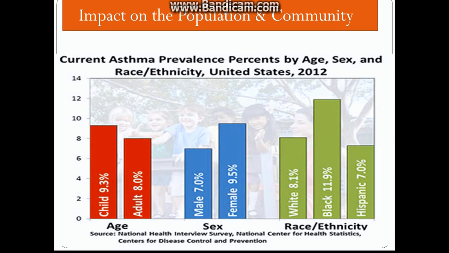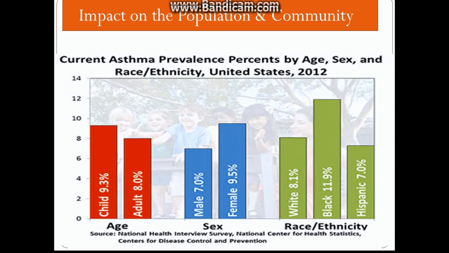Adults are less prone to have asthma than children. So when we look at the impact on the population and the community, we look at a graph from the National Health Interview Survey and the National Center for Health Statistics and the CDC. This graph has current asthma prevalence percentages by age, sex, race, and ethnicity in the United States in 2012. In children, boys are more likely to have asthma than girls.